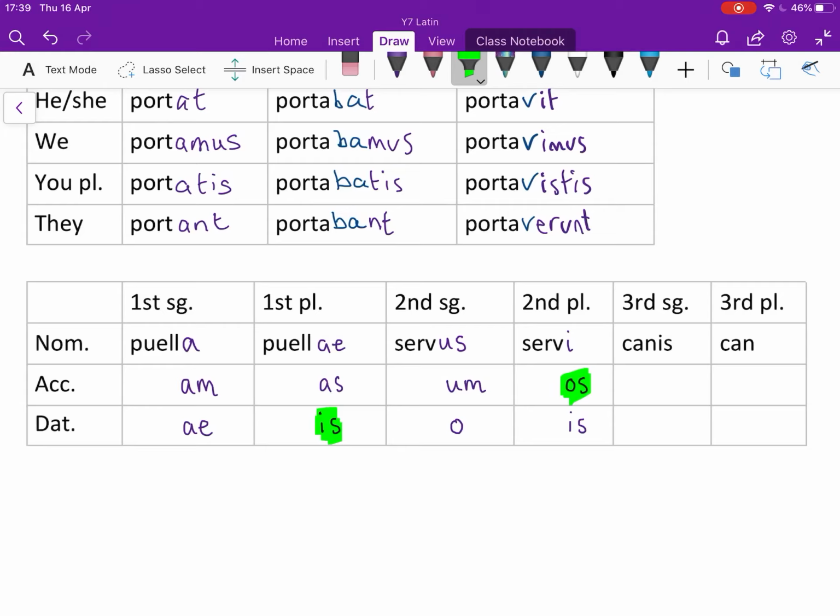Then third declension, all sorts of things could go here. I've chosen canis, but we could equally have rex, or we could have mercator, we could have Leo, we could have Grumio, doesn't really matter. But they all follow the same pattern. So canis turns into canem, and then cani in the dative. In the plural, canes, canes, and then canibus.